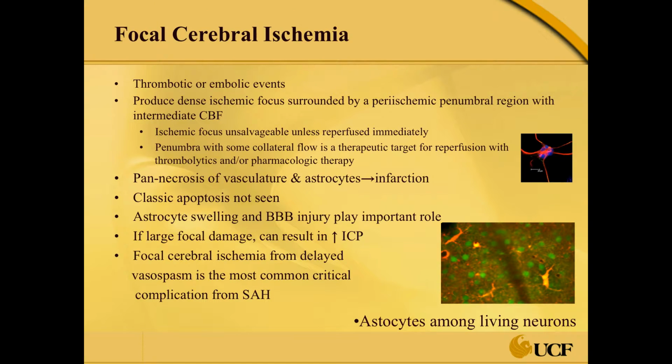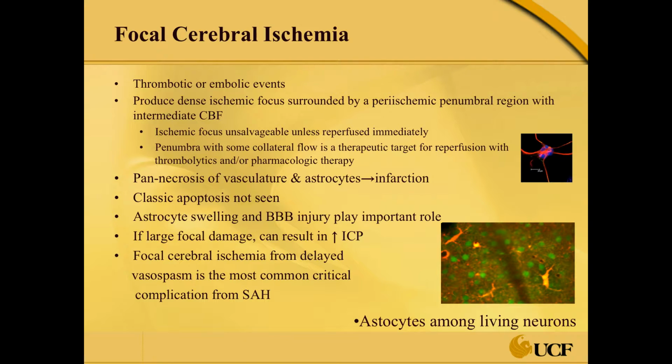Focal cerebral ischemia, a thrombotic or embolic event, is what causes this. It produces a dense ischemic focus surrounded by a peri-ischemic penumbral region with intermediate CBF. And the ischemic focus is unsalvageable unless we can get it reperfused immediately. So this would be somebody that would come in with very early onset of symptoms, and we can get TPA on board immediately and get them reperfused. Then that would be an example of where this would come into play.